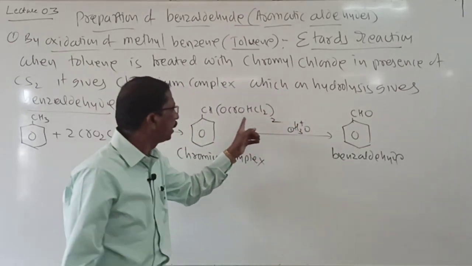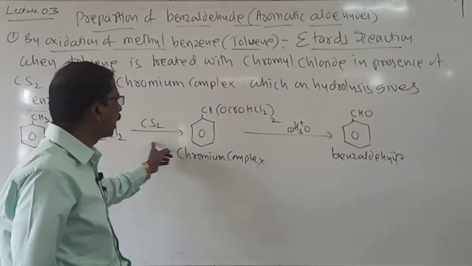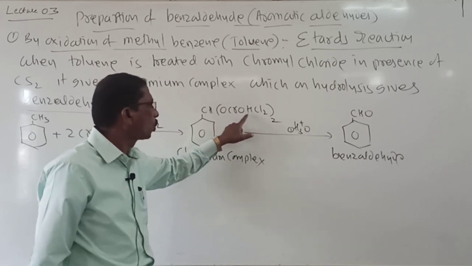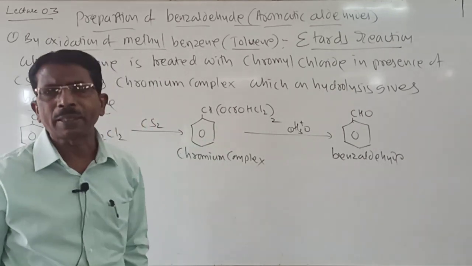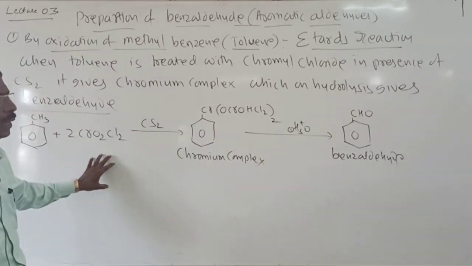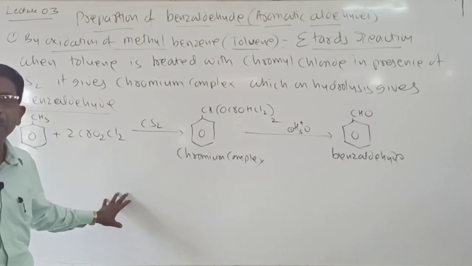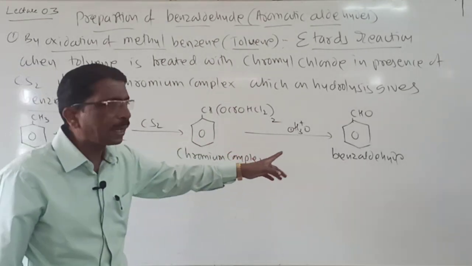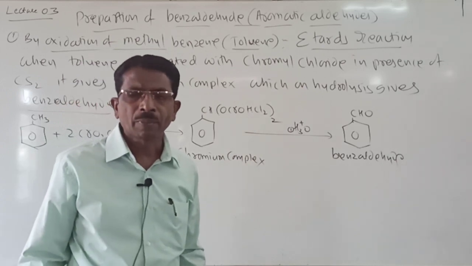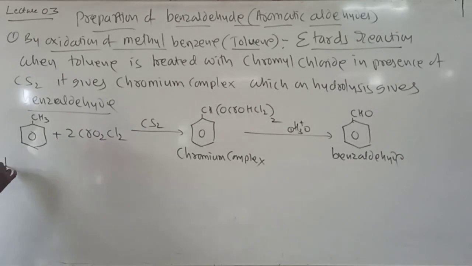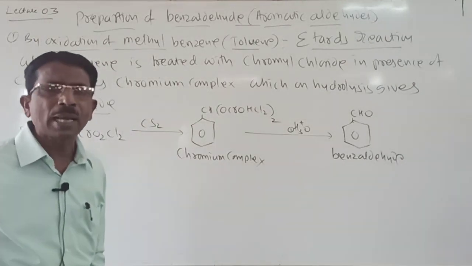Look here, students, again this CrO2Cl2 is regenerated. It acts as a catalyst. So here it forms benzaldehyde. It carries 3 marks. What is Etard's reaction, or explain Etard's reaction, or how do you convert toluene to benzaldehyde by using chromyl chloride?